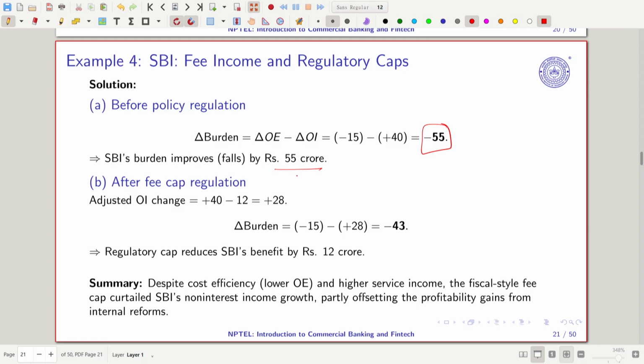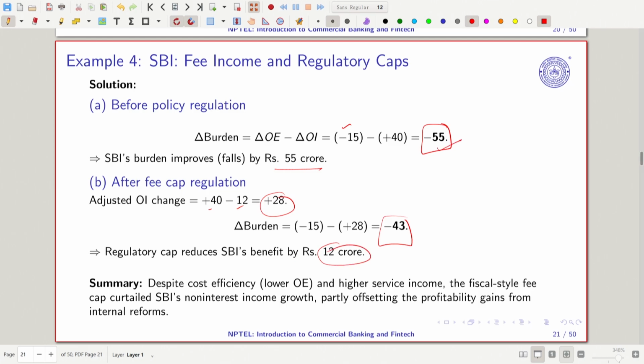Here you can see that my income remains the same, the expense is coming down. So, it is coming out to be 28. If you see the change in burden, how much are we seeing the change in burden? The burden here we have is minus 15, which is the expense, plus 28 that we are seeing. So, how much are we having? It has come down to 43. If you just subtract 55 minus 43, you have the benefit of 12 crore.